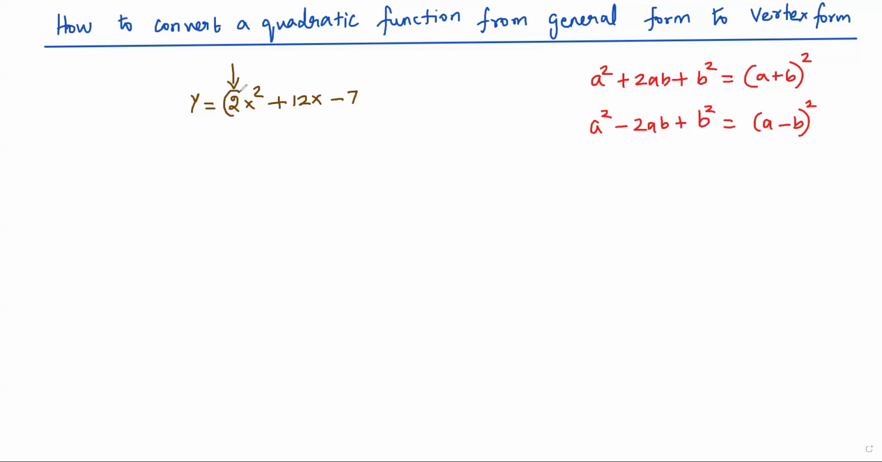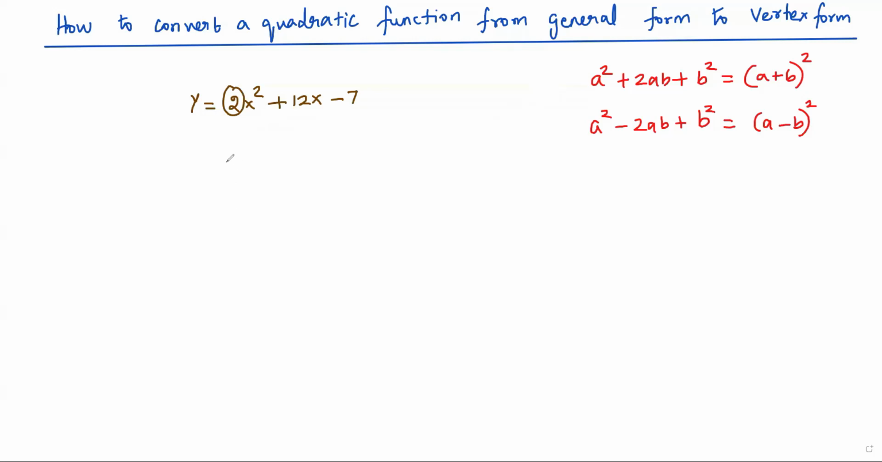But in this case, we have a different number, that is 2, which is the coefficient of x square. Until we have this number 2 in front of x square, it's a bit difficult to compare the first two terms with the trinomial we have over here. So we have to get rid of the number in front of x square. If it is 1, we don't have any problem.